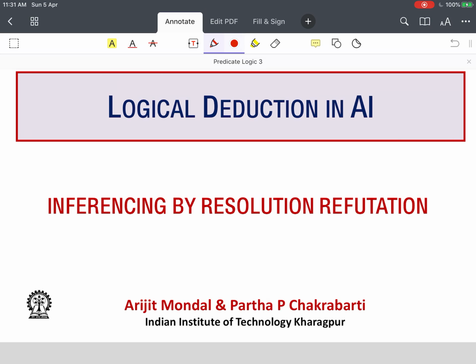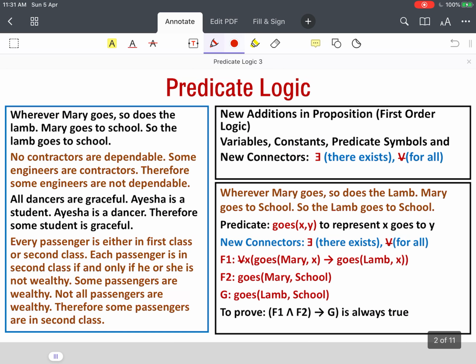Welcome to the third lecture on logical deduction in artificial intelligence. In the previous lecture, we introduced in detail what predicate logic is, what the syntax of predicate logic is, and what we mean by deduction, inferencing in predicate logic. Today, we will study one of the most important techniques of inferencing in first order logic or predicate logic, which is the method of resolution refutation, originally attributed to Robinson, from his seminal work on the resolution refutation technique.